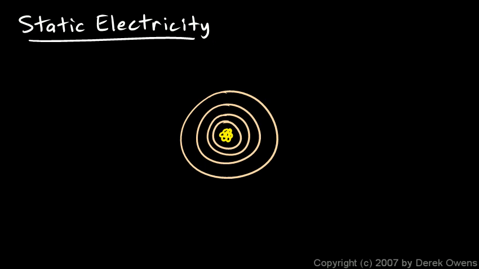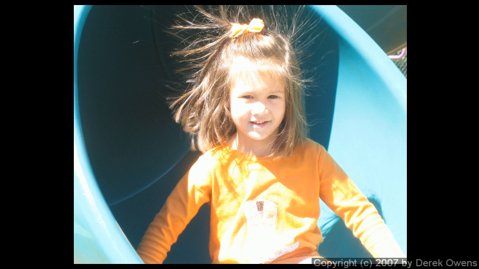This happens to kids on a playground, for example. Here's a picture of my daughter coming down the slide, and the same thing is happening here. As she slides down the plastic slide, electrons are literally getting rubbed off of her and her clothing and onto the slide. And the slide has become more negatively charged, and she has become positively charged. And you see the effects of that in the hair. All of the hairs are positively charged, and we said that like charges repel, so the hairs all repel each other, so they tend to stand out. They push away from each other, and the hair stands up.